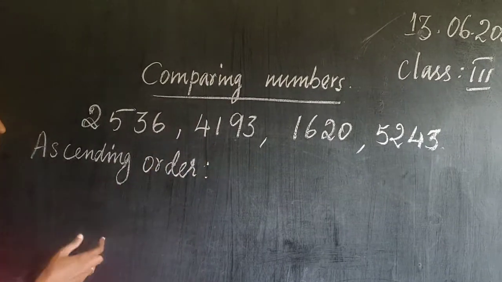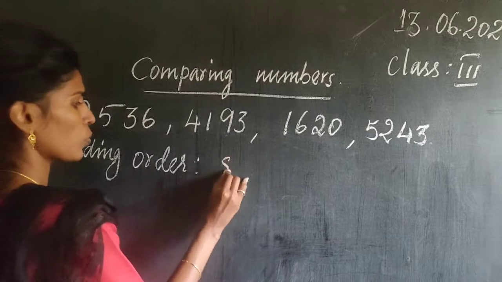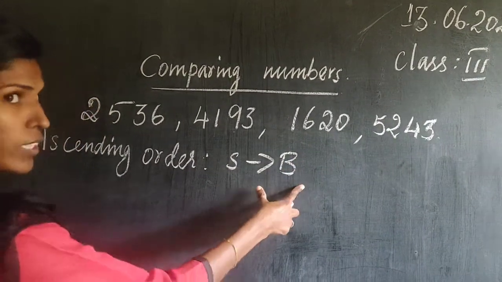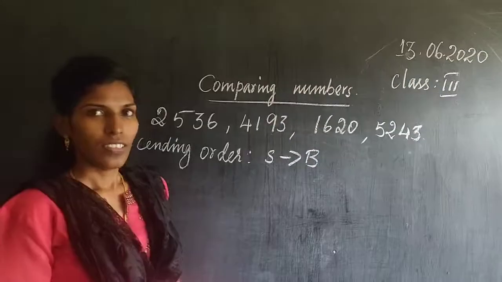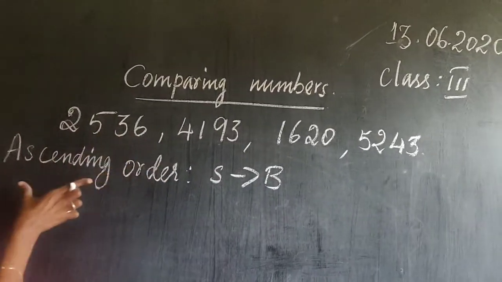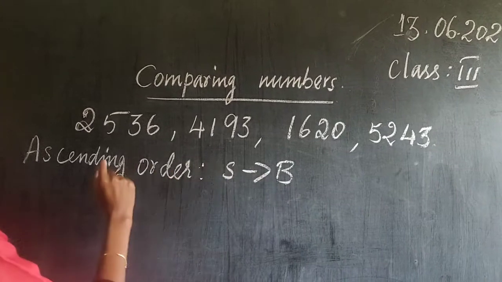In ascending order, we have to arrange the numbers from small to big, from the small number to the big number. So here we have to find which is the smallest. Okay, let's compare the numbers and write the numbers in ascending order. To write in ascending order, we are arranging small to big.